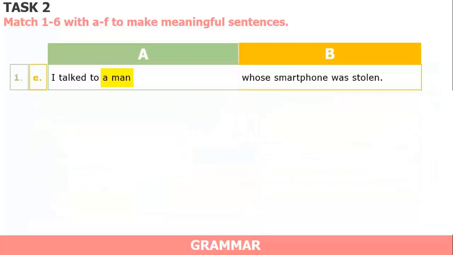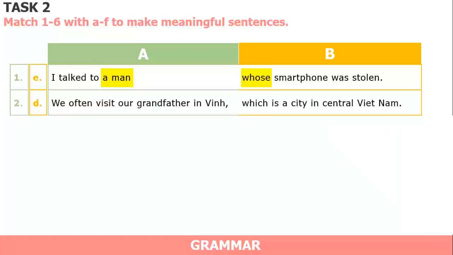The answer for number 1 is what? E. E is the answer, right? Why do you have the answer? As you can see, a man refers to a person, and smartphone refers to a thing. So, in this case, we have to use whose to show possession. How about number 2? It matches with D, right?